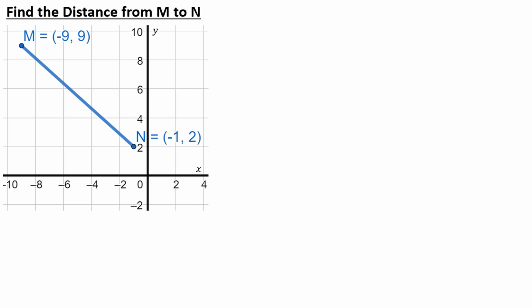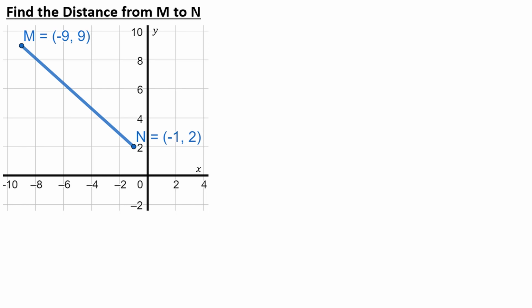Consider the points M and N on the plane. The point M has the coordinates -9, 9, and the point N has the coordinates -1, 2. The shortest distance between any two points is equal to the length of the straight line that joins them together. So if we can find the length of the line that joins points M and N together, we will have the distance between the 2 points. So how do we find the length of this line?